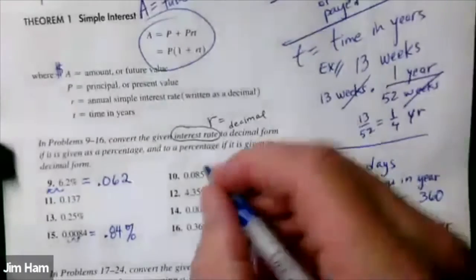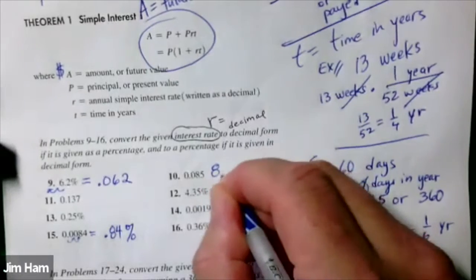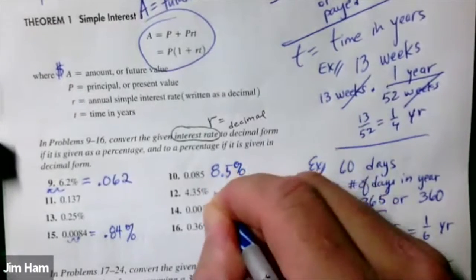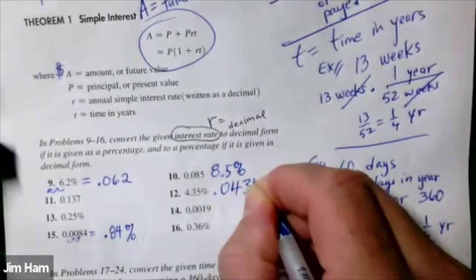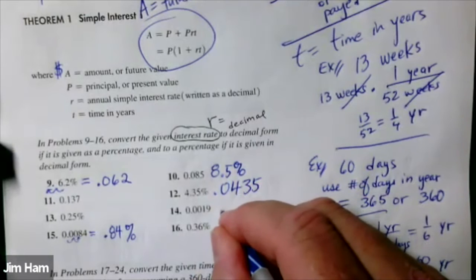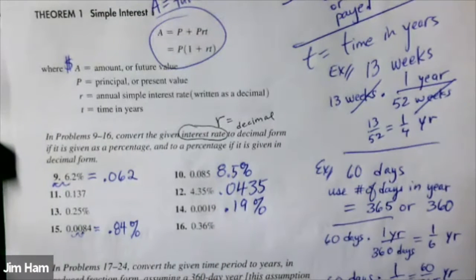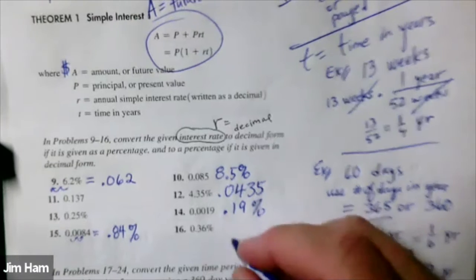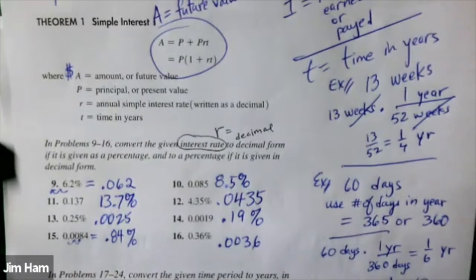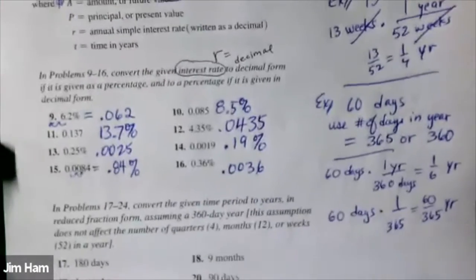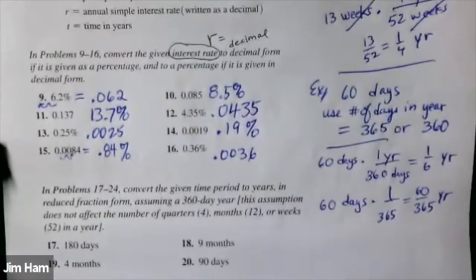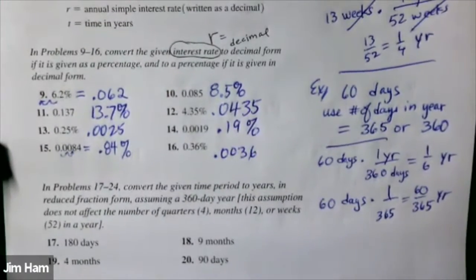Okay, 8.5%, 0.0435. Notice they're giving you a lot of percentages that are small numbers. Well, that's because when we're investing money, our rates are fairly small numbers. So that's what you should have gotten for all of those. Any questions on those? I'd like to work them out in some detail if you have questions, but if not, I just want to move on. It's just a matter of moving the decimal point one place or the other.